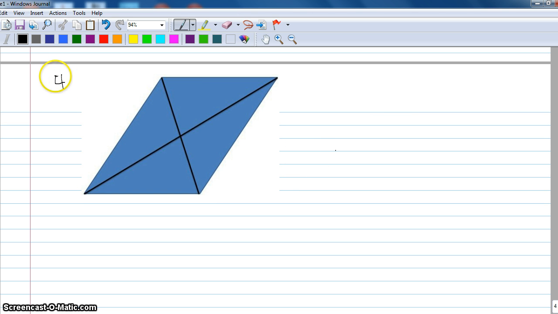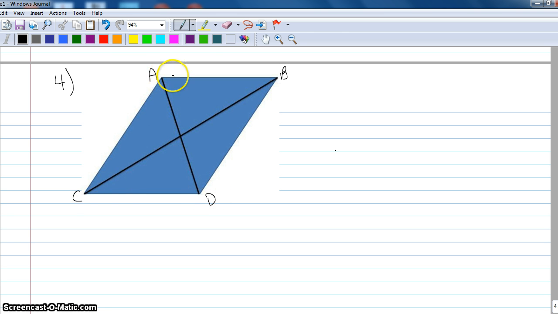For the fourth one, we need a new picture. Same parallelogram, except now I have diagonals. Diagonals go from angle to angle, or opposite angles actually. They go from angle to opposite angle. So let me label real quick. A, B, C, and D.